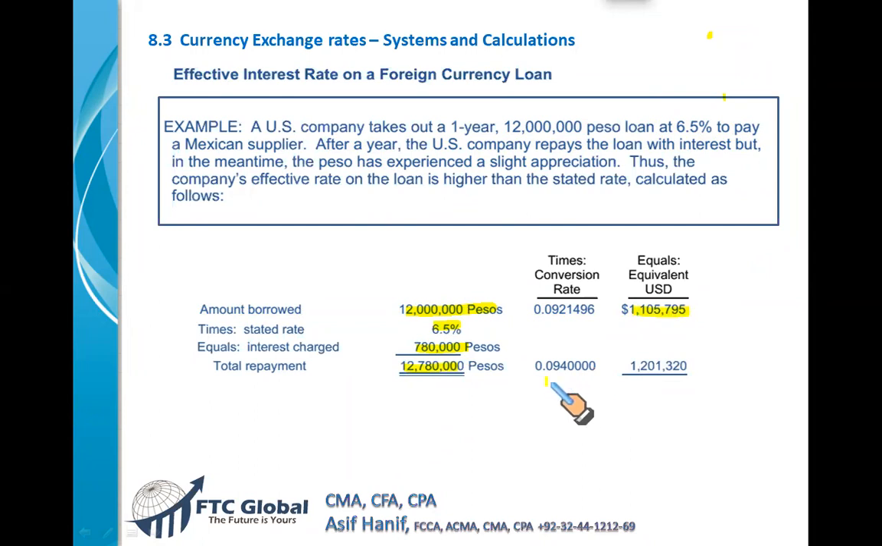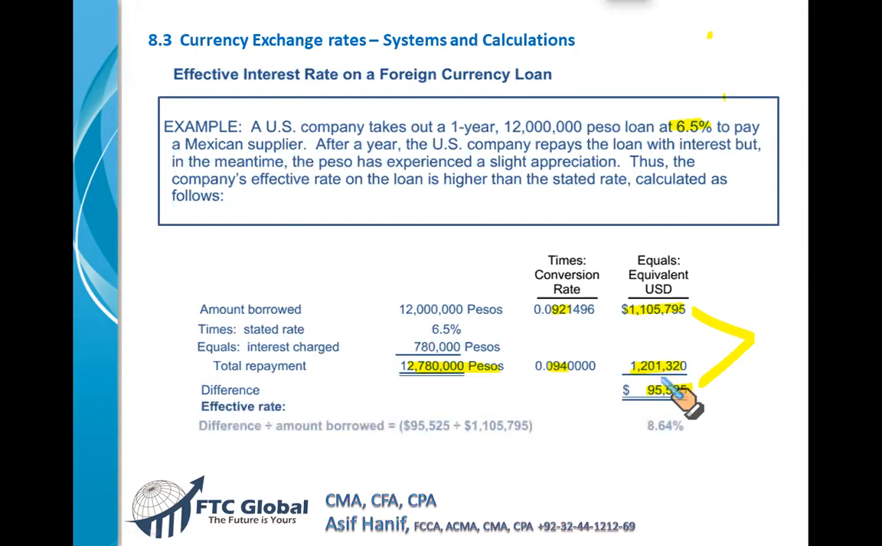This is what you receive. And after 1 year, you have to pay 12.78. But at that time, the peso has strengthened against the US dollar. Previously, it was 0.92, now it's 0.94. So the peso has strengthened, which means now when you have to pay these many pesos, you have to pay more dollars. Now, if you want to calculate the effective cost of this borrowing, you have to pay 95,525 on the borrowed amount. We were expecting a rate of 6.5, but because of the currency movement over the period, the rate is higher, 8.64.